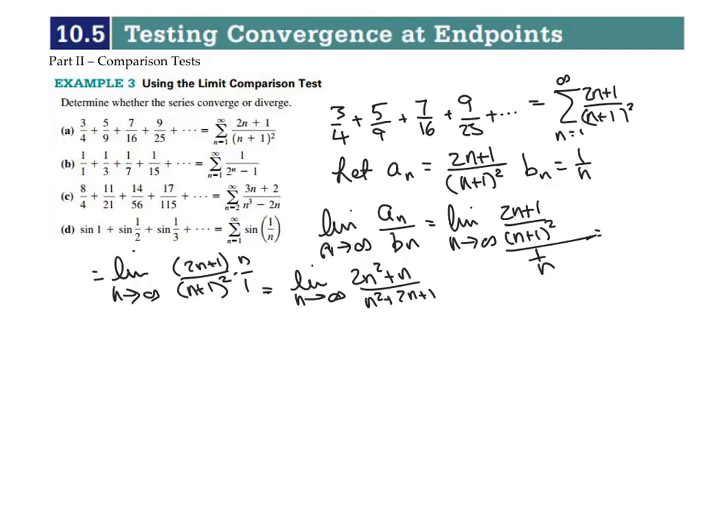Now I've got the limit as n approaches infinity of 2n squared plus n over n squared plus 2n plus 1, and I could do this a variety of different ways. I could use L'Hopital's rule, but the simplest way is when you have one polynomial over another and they have the same degree, the limit is just the ratio of the leading coefficients. So in this case, I know that the two series, the one that they gave us and 1 over n, either both converge or both diverge. So let's look at the one we made up.